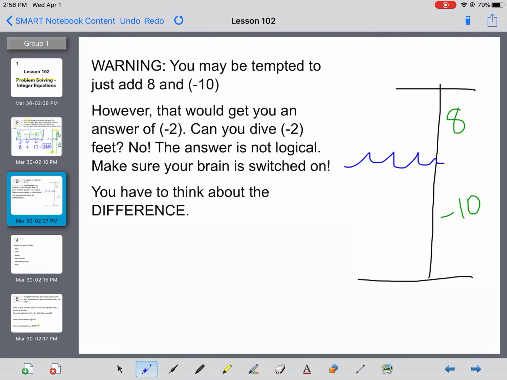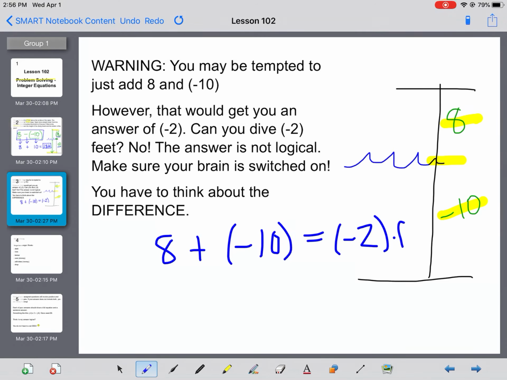Now, a word of warning. Some of you, when you're doing your exercises, you may be tempted to think, here I have a positive 8 because it was above the water level, and we have a negative 8, which is representing the space below the water level. I'm just going to do 8 plus negative 10. However, if you do 8 plus negative 10, you end up with a negative 2 feet.